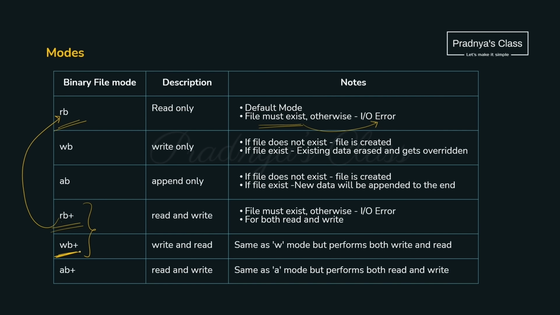Then what about WB plus? When we want to write data to the file as well as perform read operation, in that case you can use this mode. Then the rule of WB will get applied. If you are opening the file in the W mode, the file need not exist; if it doesn't exist, the file will get created. It will not give any error. And if you are opening a previously created file in the W mode, the data will get erased. When we want to write a program to update data in a file, we need to use these modes.